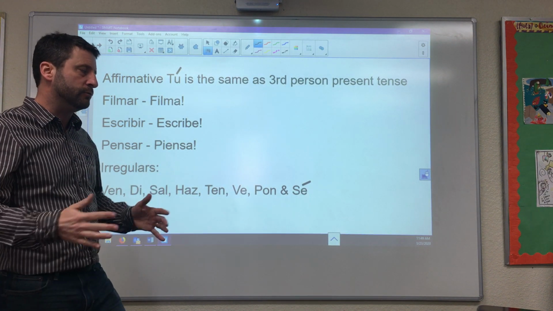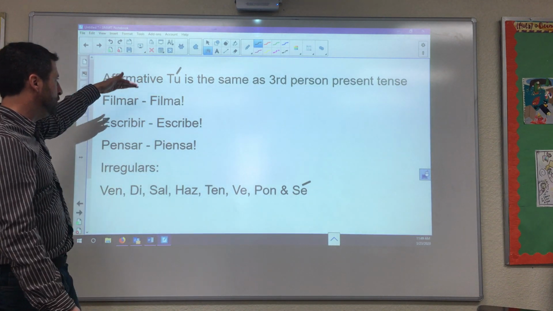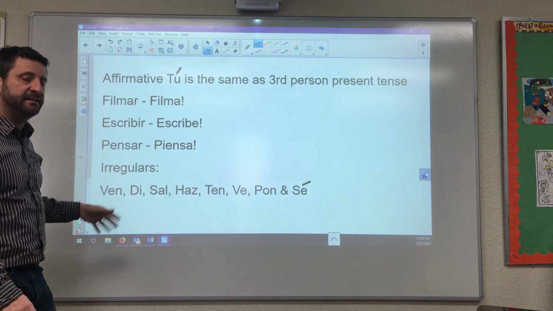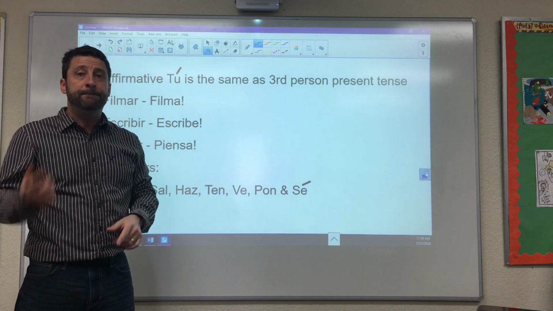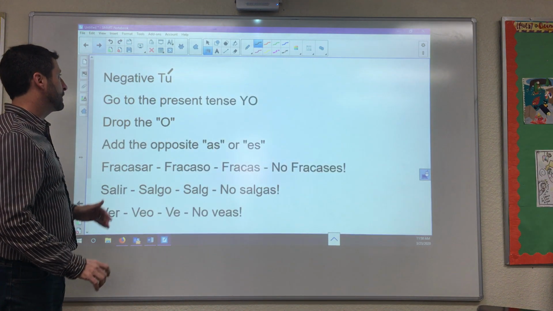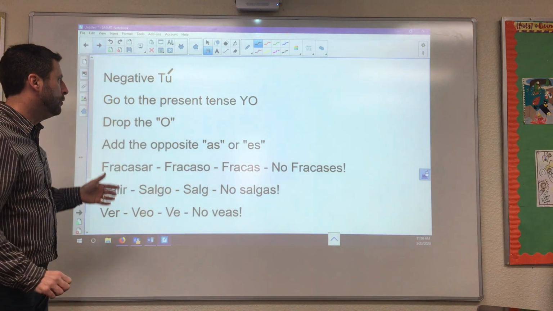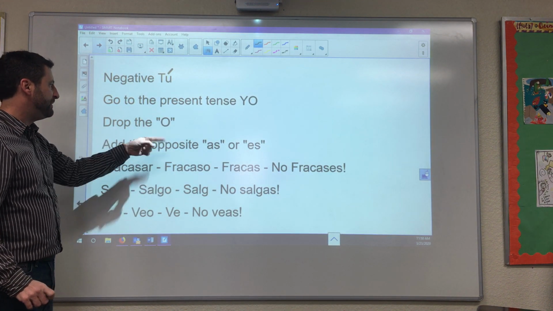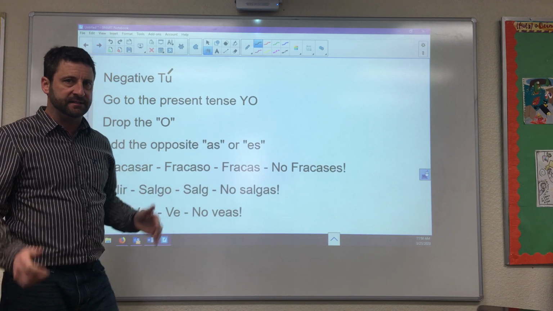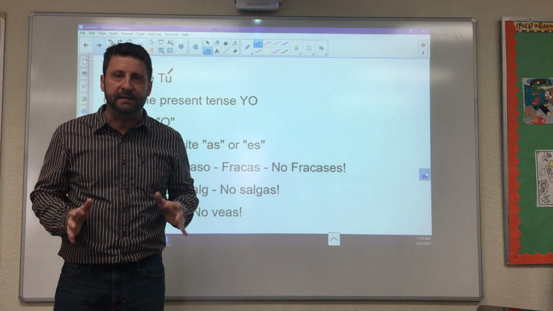The negative tús are a little different. Positive tú, same as the present tense he and she, or it's ven, di, sal, haz, ten, ve, pon, sé. But if it's a negative tú, it does what all commands do. All commands go back to the yo of the present tense, drop the o, and add the opposite endings. What does opposite ending mean? It means this.